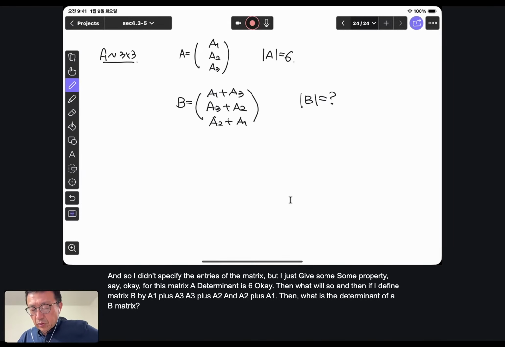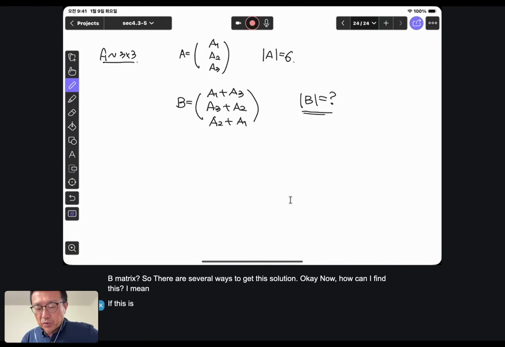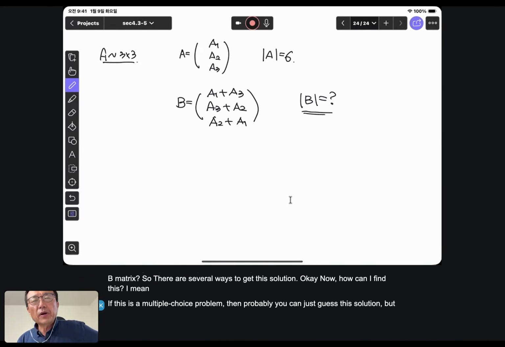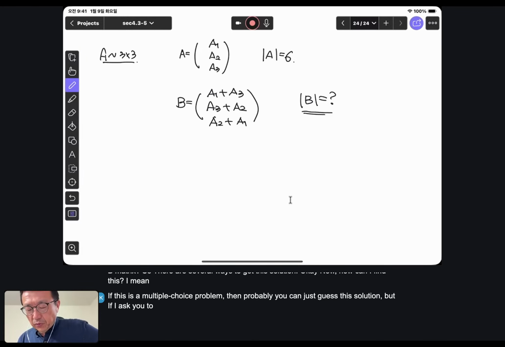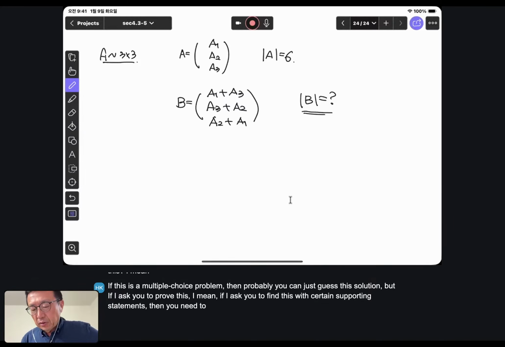So there are several ways to get the solution. Now, how can I find this? If this is a multiple choice problem, then probably you can just guess this solution. But if I ask you to prove this, I mean, if I ask you to find this with certain supporting statements, then you need to be logical. Now, how can I find the determinant?